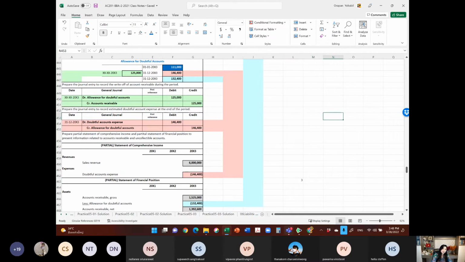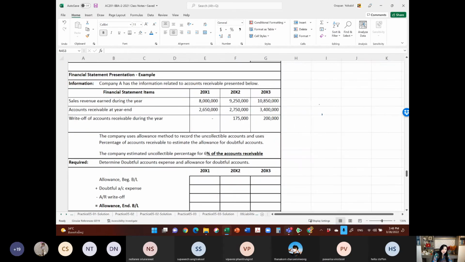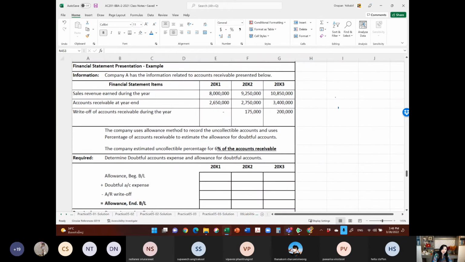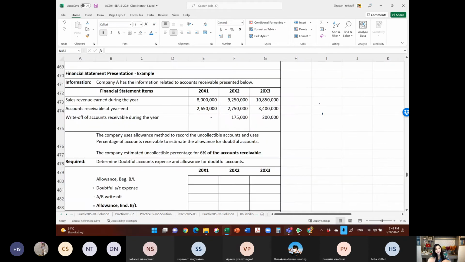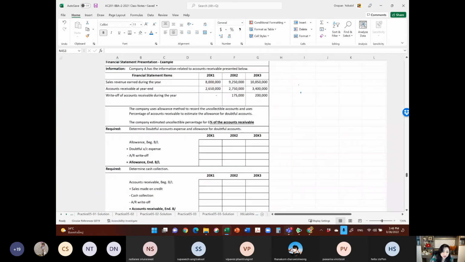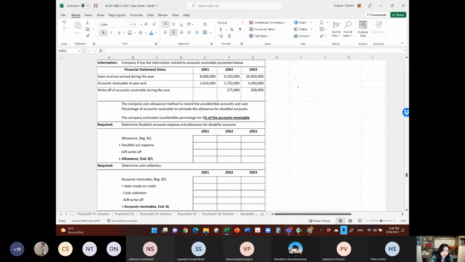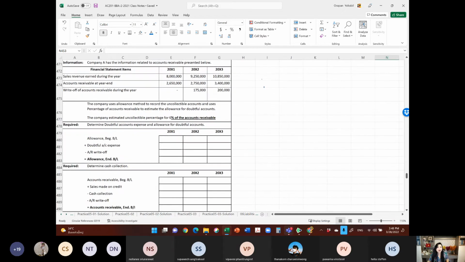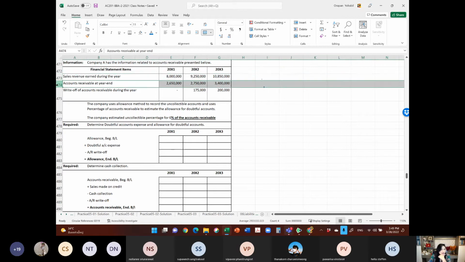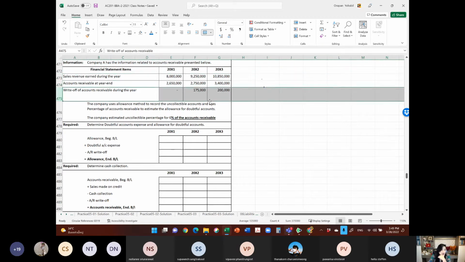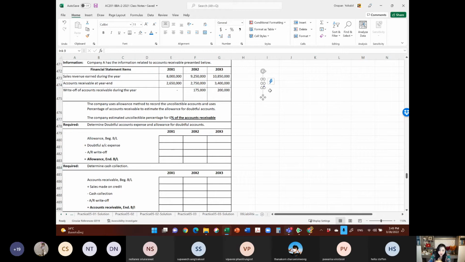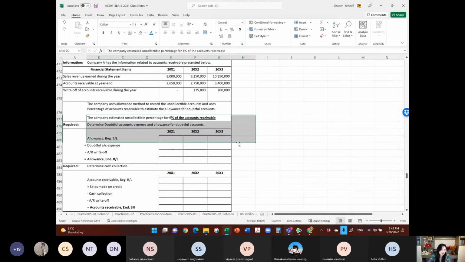All right. Now, let's look at this information given, and then hopefully we can do the calculation together to get the result. So this is one last example. For the information given, you have sales revenue, you have the ending balance of the receivable, and also you have the write-off. Okay, so what I would do is I would take the information given to all these calculations first, and then we will determine the unknown.